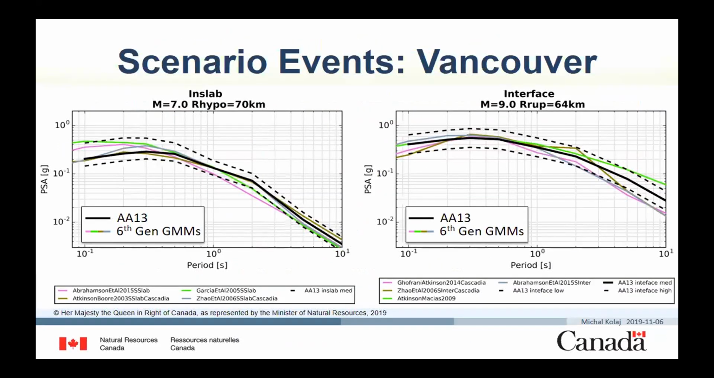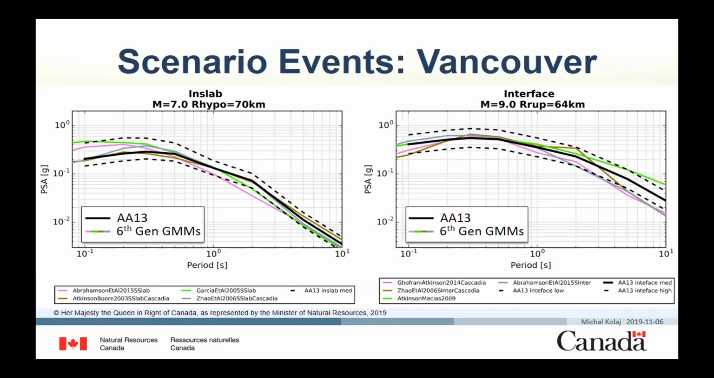So just some examples of scenario events for Vancouver. On the left scale, it's again shaking, the pseudospectral acceleration, and at the bottom, it's period. A short building would care about things in this range, whereas a taller building would care about things to the right. And these 2 events are roughly appropriate for Vancouver. An in-slab event at about 70 kilometers with a magnitude 7, or an interface megathrust event with a magnitude 9 at about 65 kilometers. And the Atkinson-Adams relations are the black lines, and the ground motion models, which we use in the 6th generation model, are these colored lines.